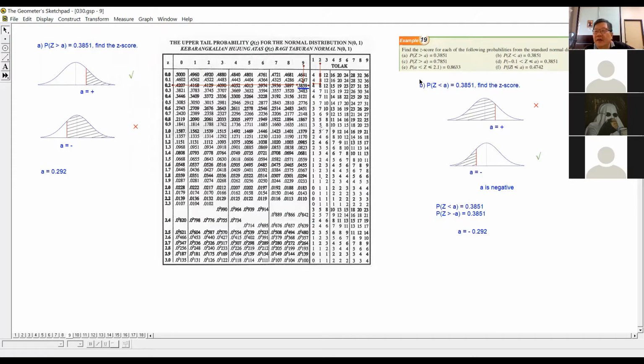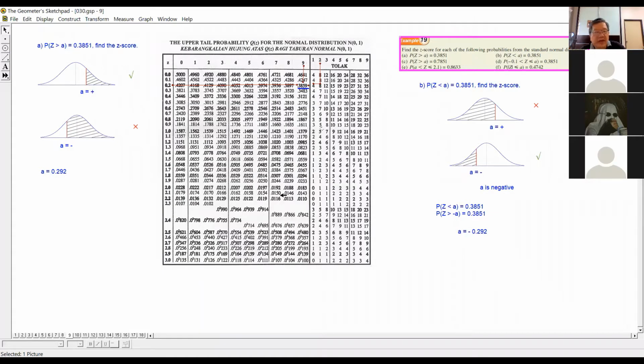Okay, this is the question from the textbook. Li Ying, you read this one. Example 19, find until A. Find the z-score for each of the following probabilities from the standard normal distribution. Standard normal distribution is referring to this table here.